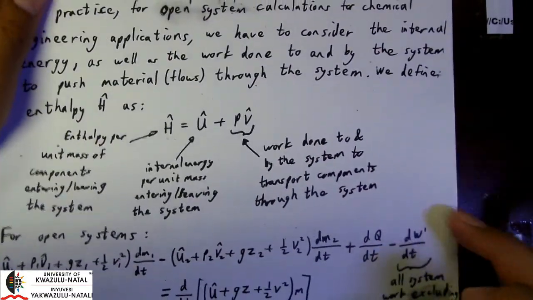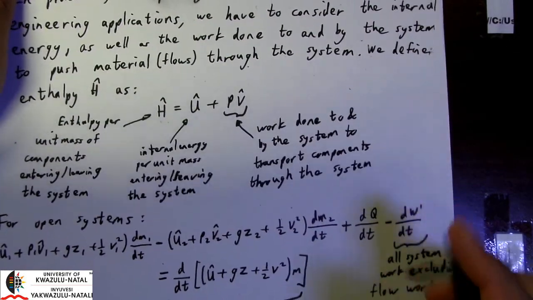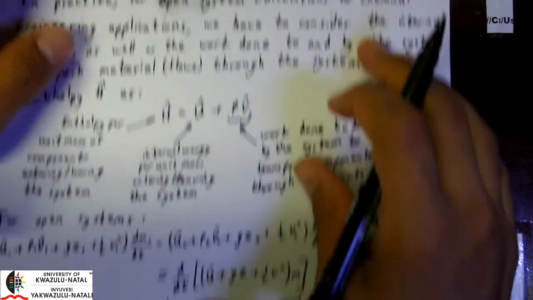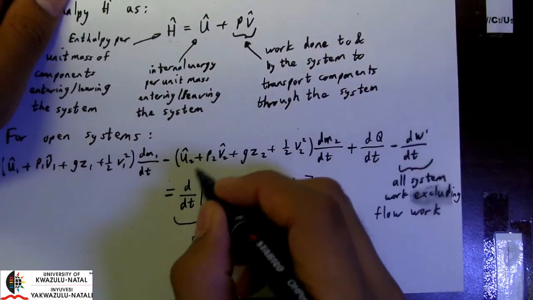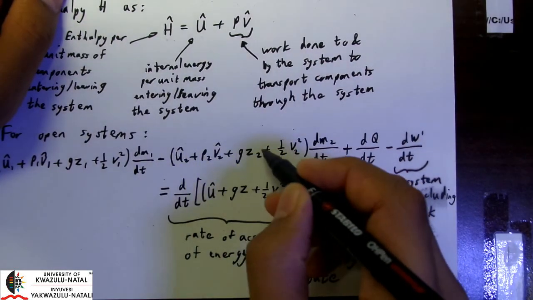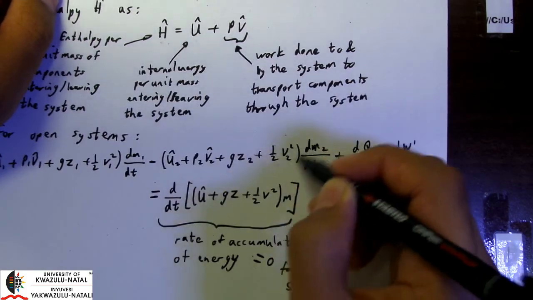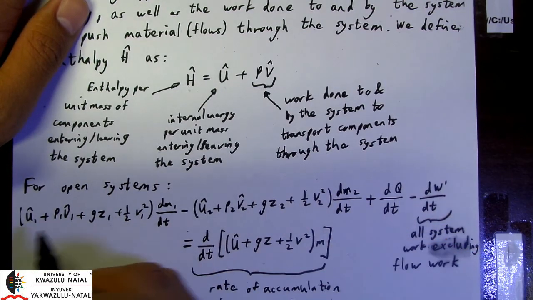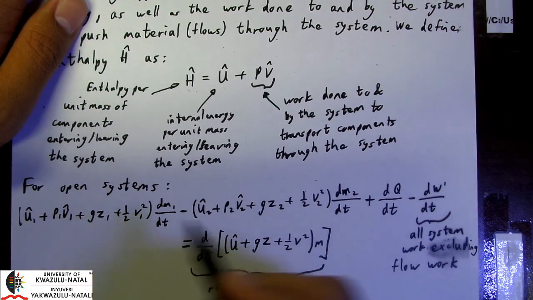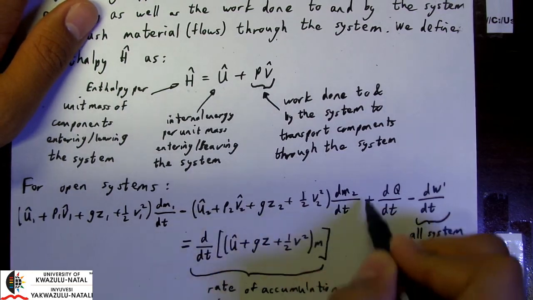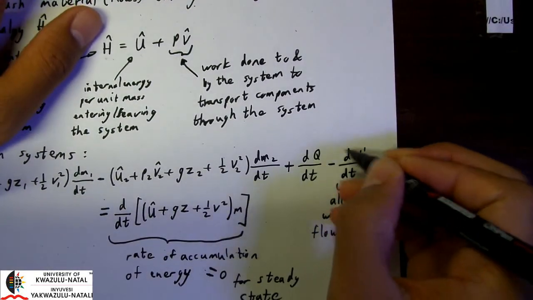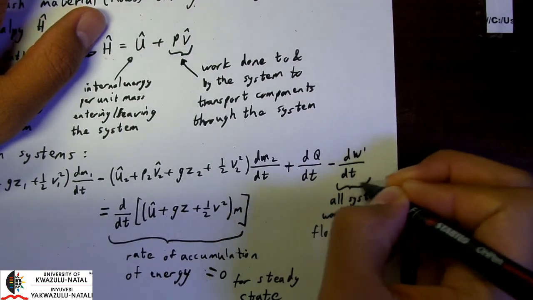But for open systems, we have our output represented in terms of our stream 2 flowing out, with its associated internal work energy, its potential energy, as well as kinetic energy. So we have an input dq dt as well as stream 1 input, and we have our output being our stream 2 flow out, and also this term here dw dash dt.